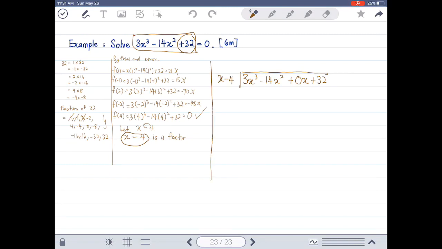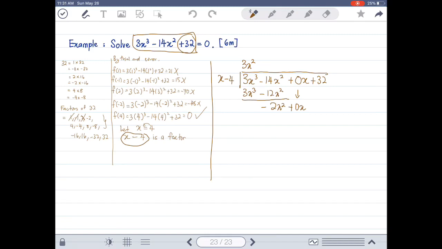Since x minus 4 is a factor, I would expect that the remainder will equal 0. So what times x gives 3x to the power of 3? We need to times with 3x squared. So 3x cubed, 3x squared times negative 4, we will get negative 12x squared, top minus bottom. So negative 14 minus negative 12, we will get negative 2x squared, bring down the next term, plus 0x.